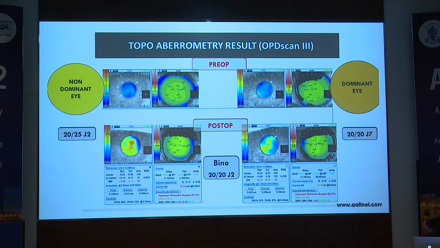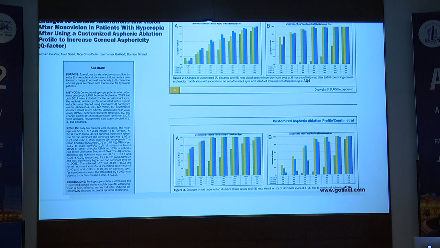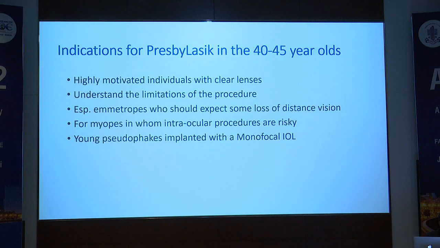And you can see the results that in the dominant eye, you have a little area of hyperprolateness in the center of the cornea, which corrects his +2.5, and a little more bump in the non-dominant eye, which corrects his near vision profile as well. And there are enough results published in the literature which show that binocular distance as well as binocular uncorrected near vision are very satisfactory. So in my opinion, what are the indications for Presbyo LASIK in the 40-45-year-olds?